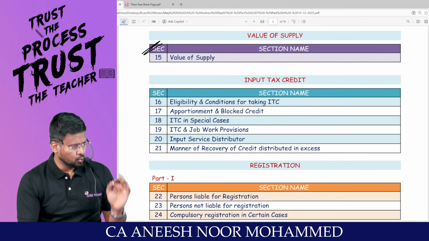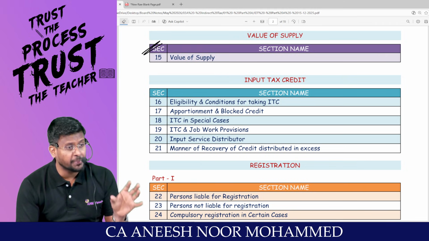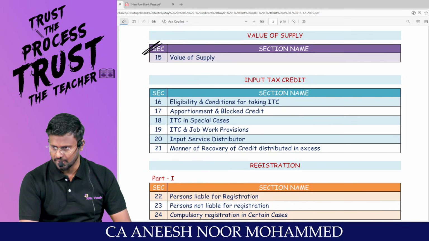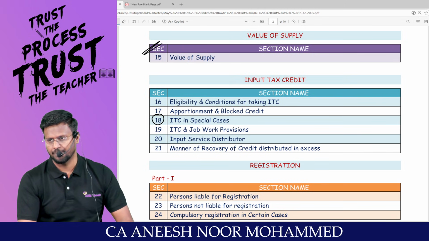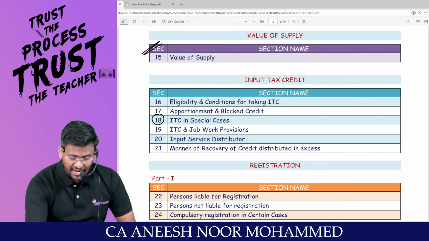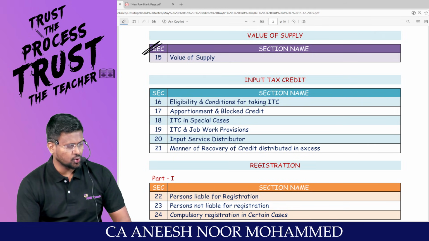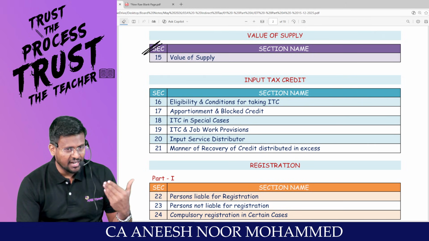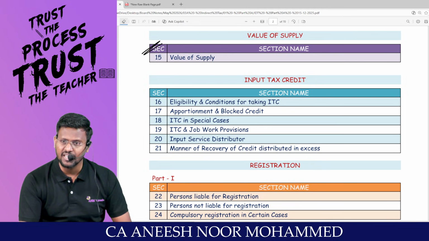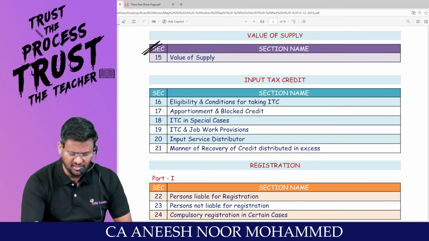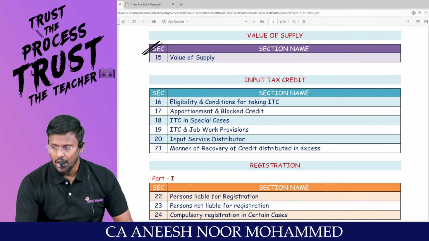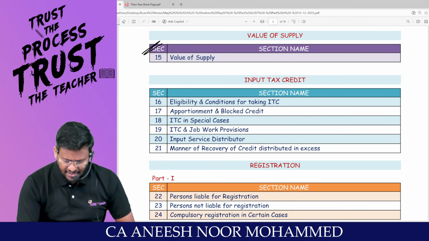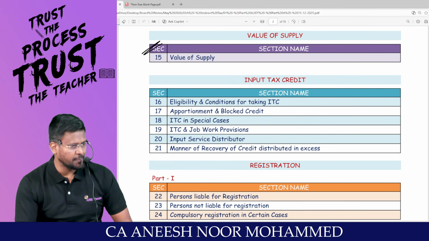My dear lovable students, there are certain special cases to take the ITC. That's section 18, ITC in special cases. So general cases, okay, fine. Sir, there are certain special cases in the Act. ITC in special cases. So tell me what is section 16? Basic section for ITC. 17, apportionment and blocked credit. Section 18, ITC in special cases.